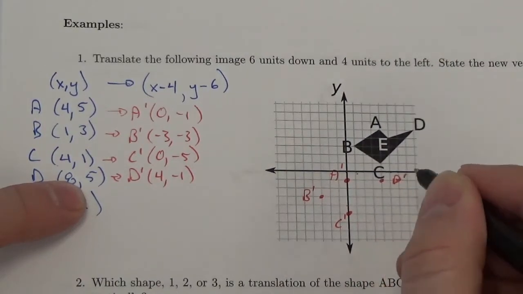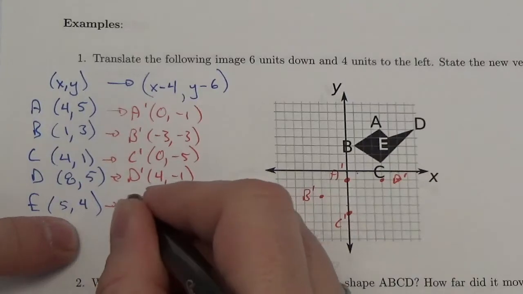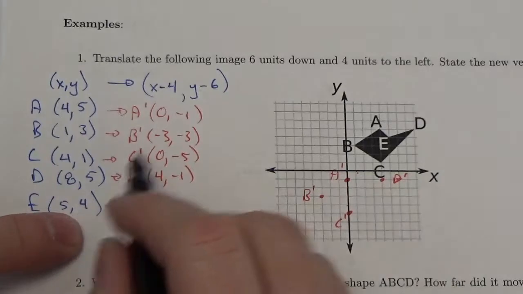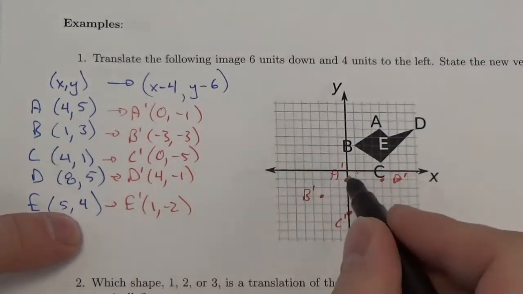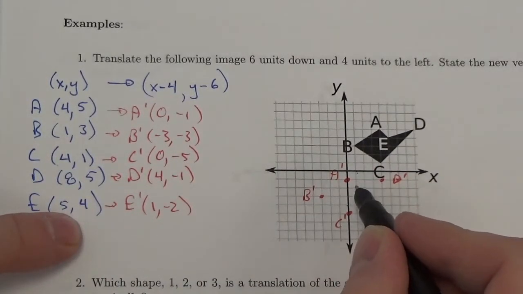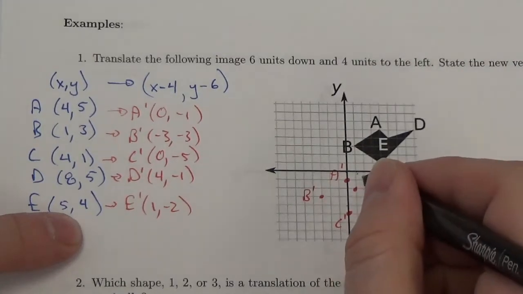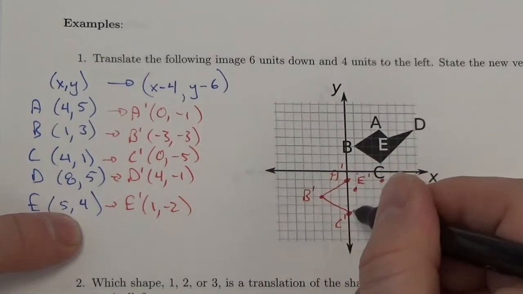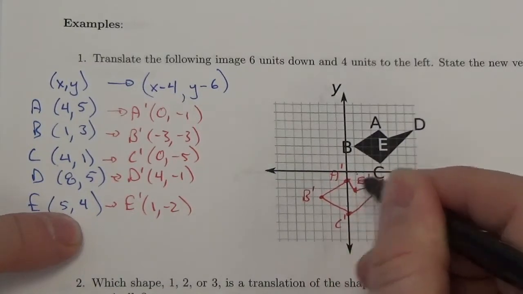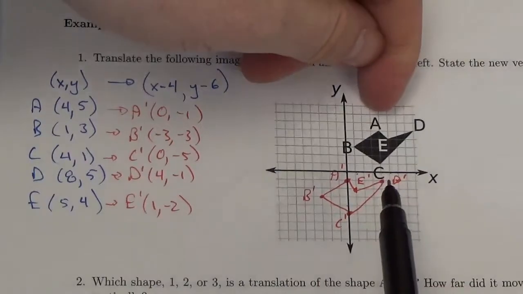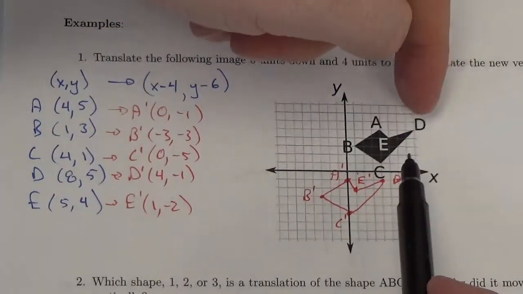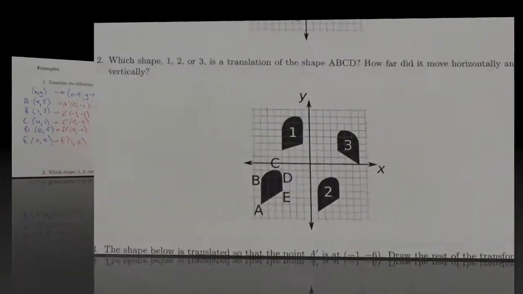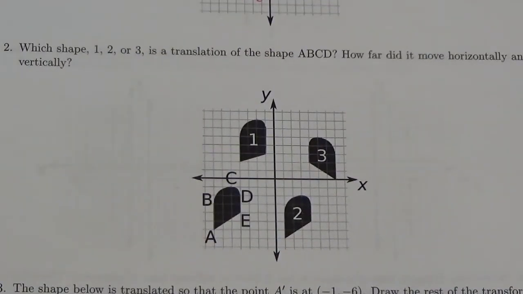Whoops, D. And then finally E. 5 minus 4 is going to be 1. And then 4 minus 6 will be negative 2. So that's going to be 1, and then 1, 2. So our new E value is going to be right there. And so then we connect the dots. And so the final result is a motion 4 to the left and then 6 down to get to our new graph.